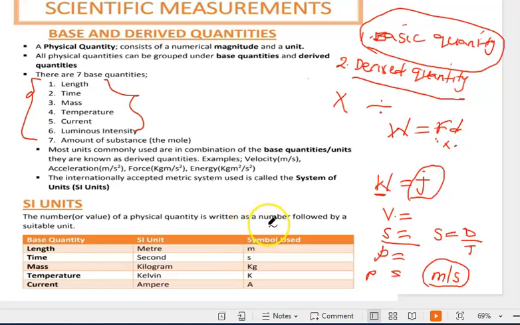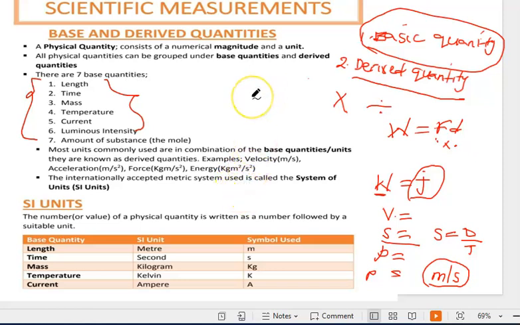Before 1960, we didn't have the Systeme International units. So scientists had to sit down and come up with these standard units to ensure an accurate size of the measurement for these physical quantities.